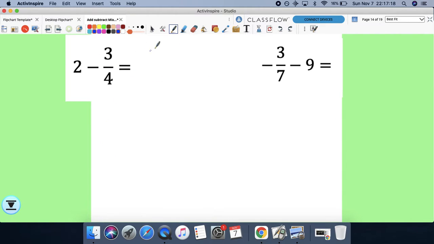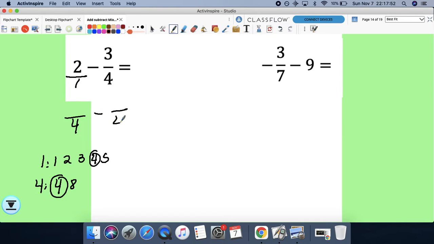Let's do these two. Now this one, again, we need to find a common denominator. So here we're going to put this over 1. Don't forget that, because 2/1 is just 2. Now we can find a common denominator. 1 times 1, 1 times 2, 1 times 3, 1 times 4, and so on. 4 times 1, 4 times 2, and we can stop. There's a 4 here and a 4 here, so that's the multiple we're going to use.